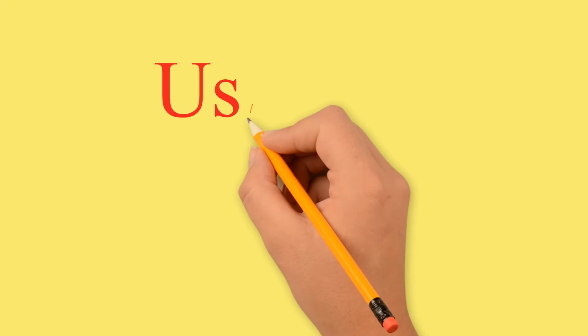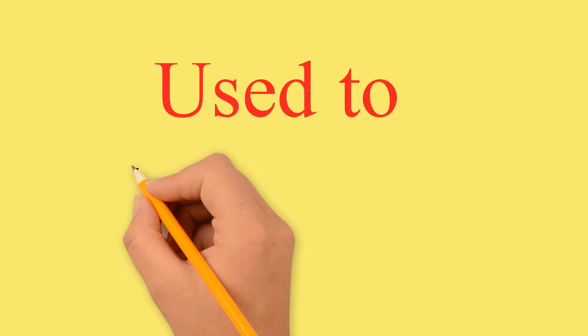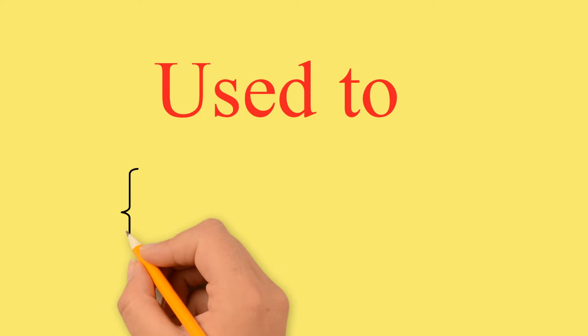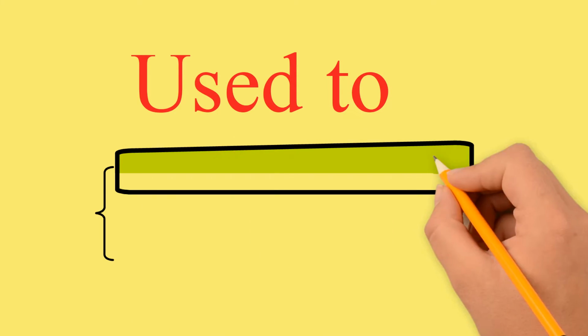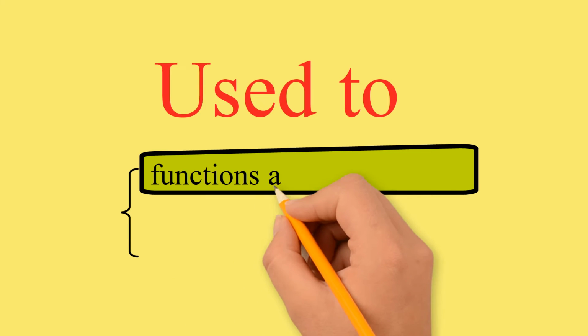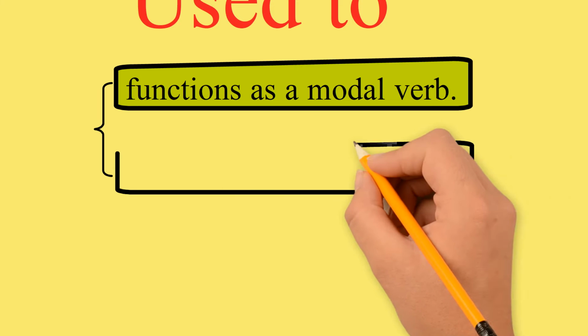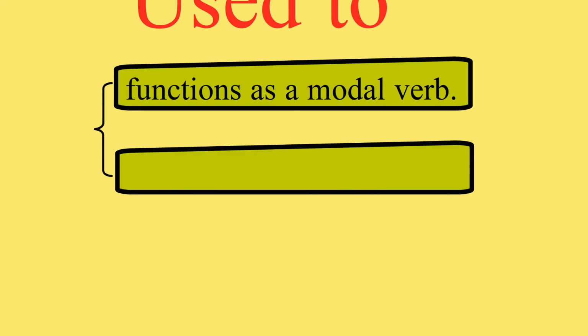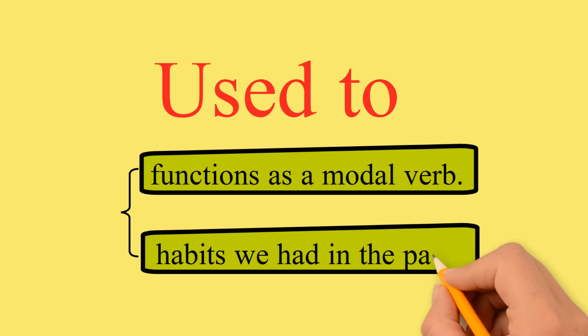Used to. Used to actually functions as a modal verb. We use modal verbs such as can, could, would, or should to talk about things such as ability, probability, suggestion, advice, or obligation. Used to is a modal verb that we specifically use to talk about habits we had in the past. Because it functions as a modal verb, we always put used to with a base verb. Here's the basic structure.